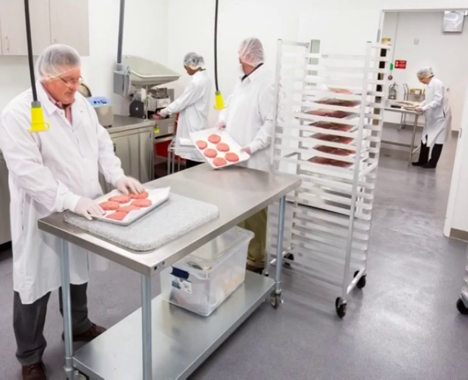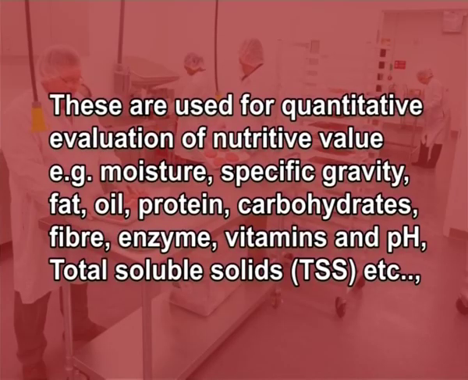The physical method mainly covers the appearance, color, odor and texture of the food item and is done by several instrumental methods assisting the human judgments. The chemical methods are used for evaluation of the hidden quality attributes. These are standard food analysis methods. These are used for quantitative evaluation of nutritive value, for example, moisture, specific gravity, fat, oil, protein, carbohydrates, fiber, enzyme, vitamins and pH, total soluble solids, that is TSS, etc.